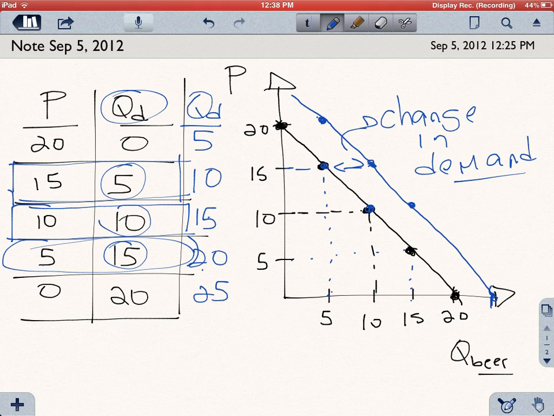All right, so we'll do a few more examples in the next lesson. But the idea is when the change is a change in price, you move from row to row, keeping the numbers the same. That means the movement along the curve. When something other than the price changes, the numbers in the second column change, and then you have to shift the curve.